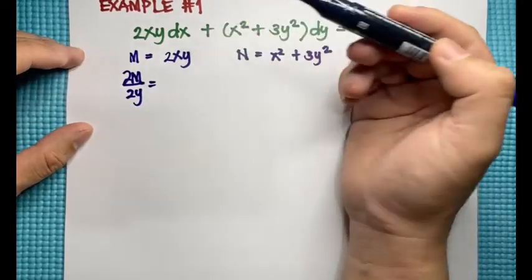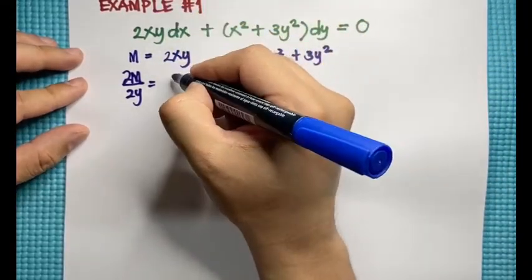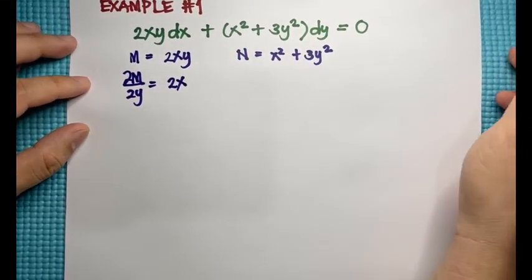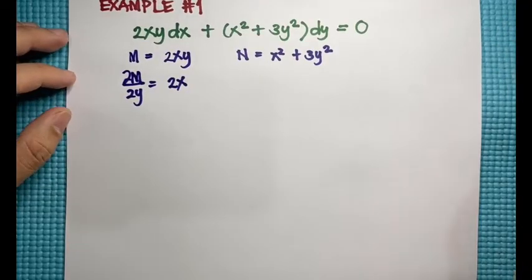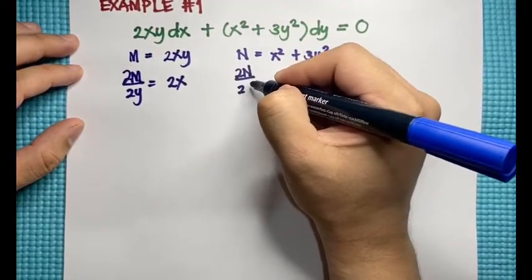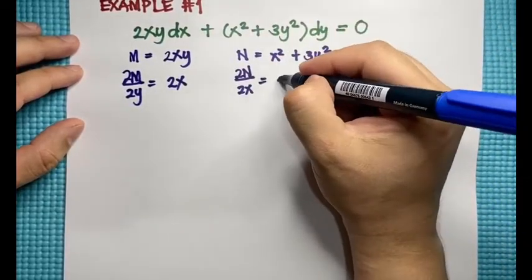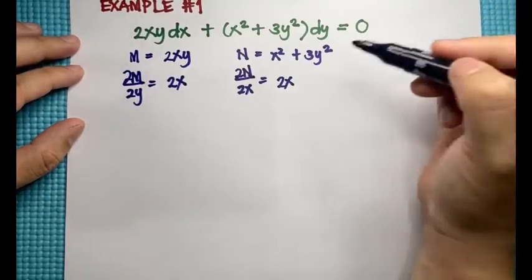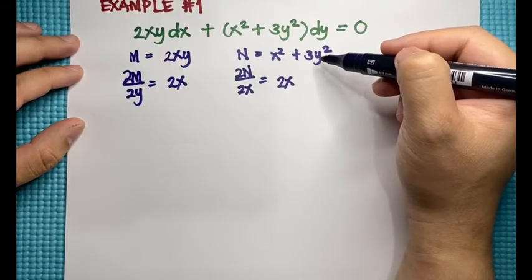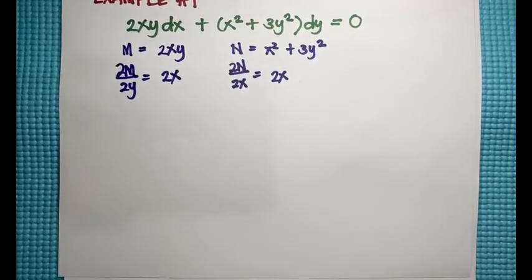So in that case, it would just be simply, what's the derivative of y? Which is 1. So 2x times 1 would be 2x. So the partial derivative of m with respect to y is equivalent to 2x. On the other hand, the partial derivative of n this time, I'm going to derive it with respect to x. So the derivative of x squared would be 2x, and 3y squared, y is considered constant here, so therefore the derivative of this would be equal to 0.